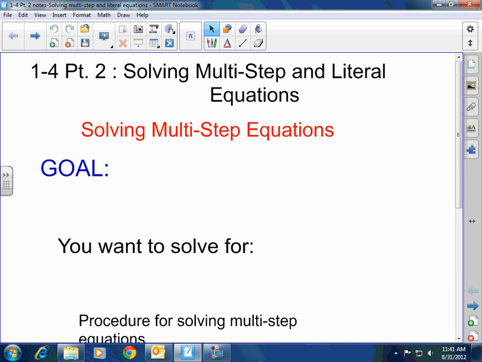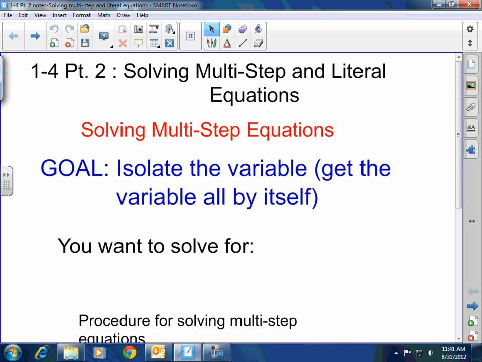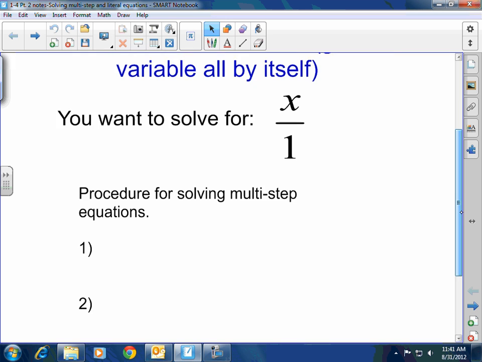Now, when we're solving multi-step equations, surprise, surprise, the goal is still to isolate the variable, get the variable all by itself. That is always the goal for any equation. Again, I hate to be repetitive, but you're solving for x over 1. You're solving for x in the numerator, and that's very important. Now, let's go over the procedures for solving multi-step equations.